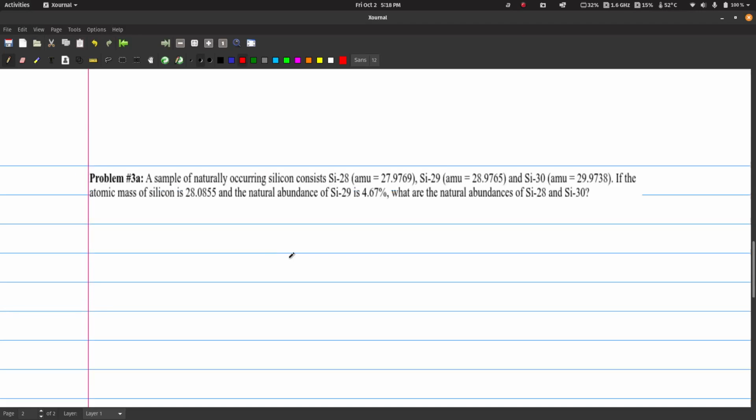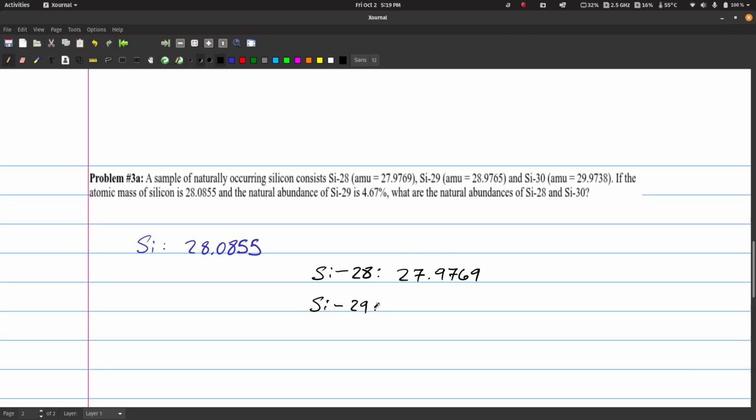So, anyways, the average mass for silicon is 28.0855. I'm gonna just color code that right off the bat. So silicon 28 has a mass of 27.9769.